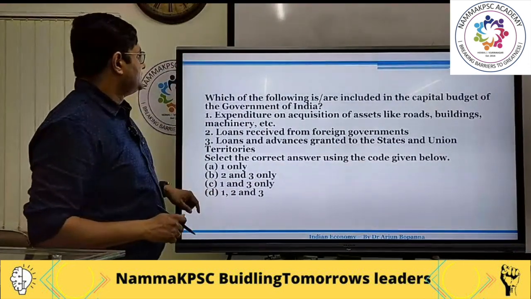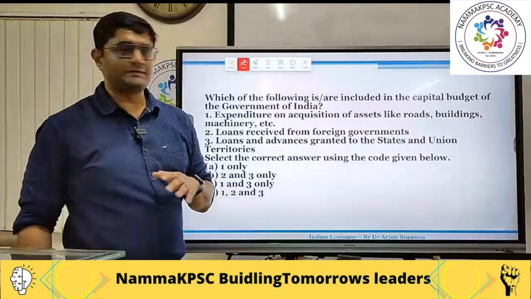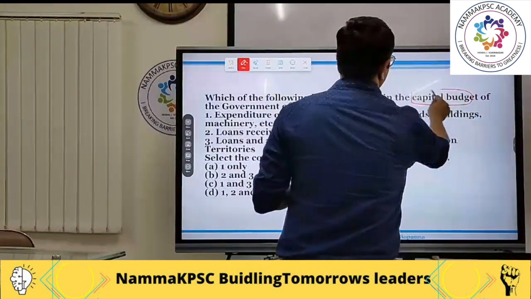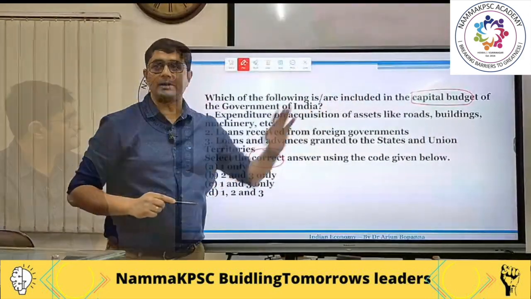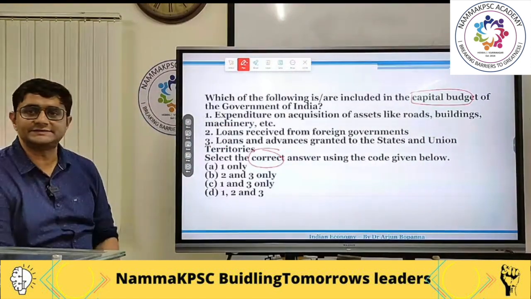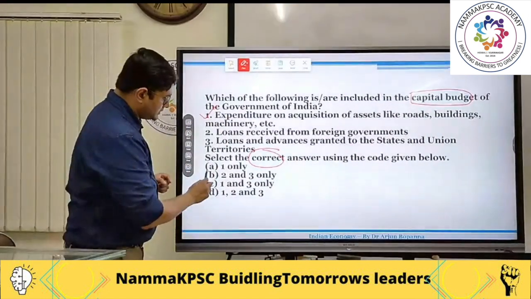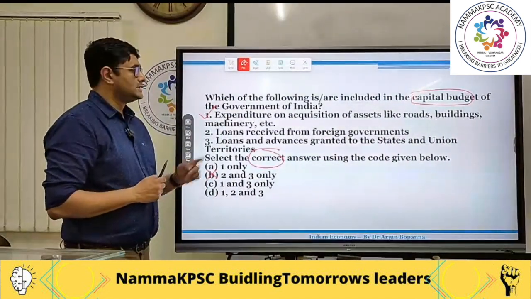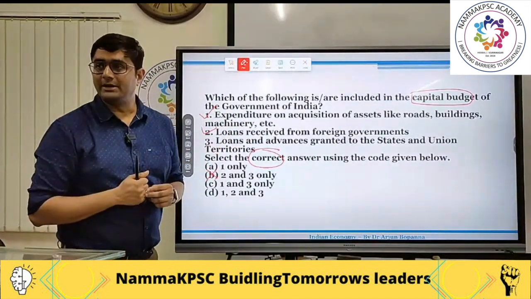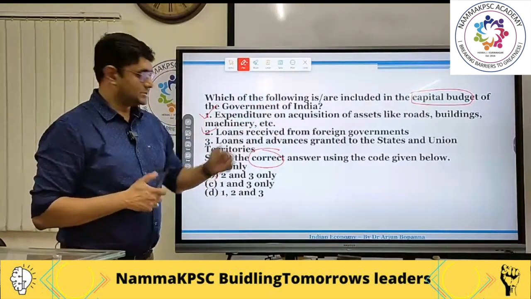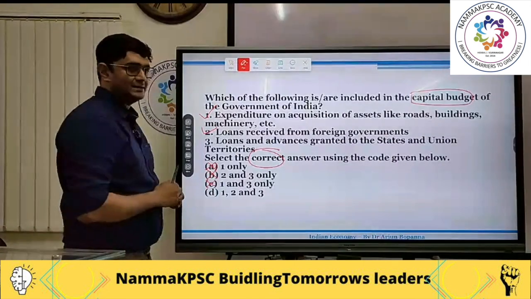Next. Which of the following is included in the capital budget? Again, in your exam, always mark the keyword. What is the keyword here? Capital budget. So which is correct with respect to capital? Expenditure on acquisition of assets is a capital expenditure, so one is correct. Which one can you rule out? Option B, creation of asset. Loans received is increasing liability, so it is a capital receipt. So you can rule out option A and option C. You already got the answer.